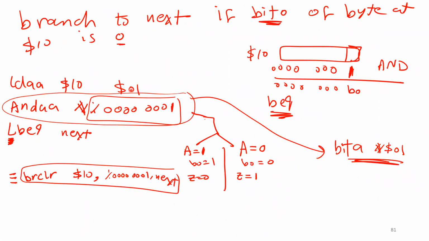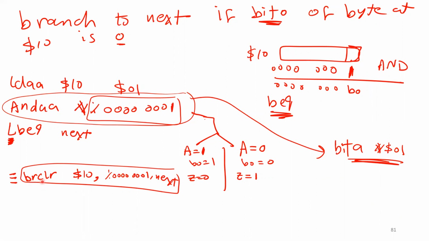Look here, guys: branch to next, meaning go to somewhere. I'll call it next, any name works. Branch to next if bit number 0 of the byte at memory location 10 is 0. So if this bit is 0, go to this location. Let's start with the easy one first.